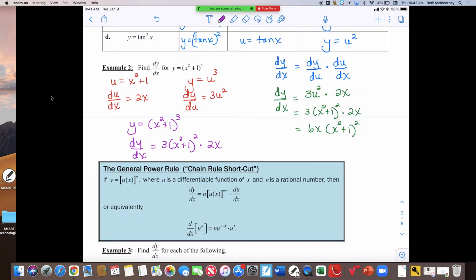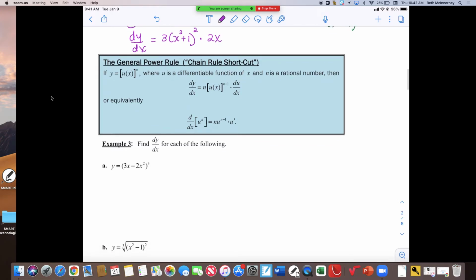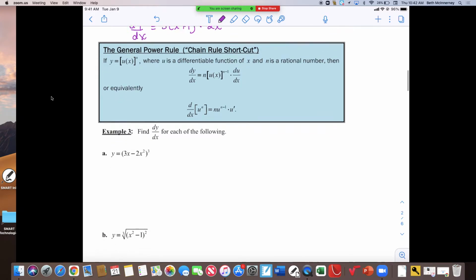Remember, we can't get to the gum until we take care of the outside. So I bring down the power, decrease it by 1, and then now I'm ready for the gum, and I can take the derivative of that inside. And notice that is the same and way faster. So let's look at example 3 then, and I would prefer us to do the shortcut.